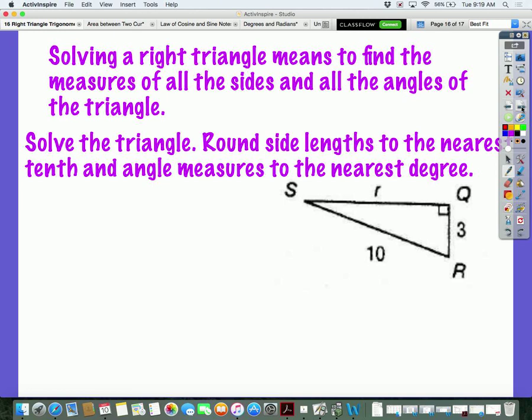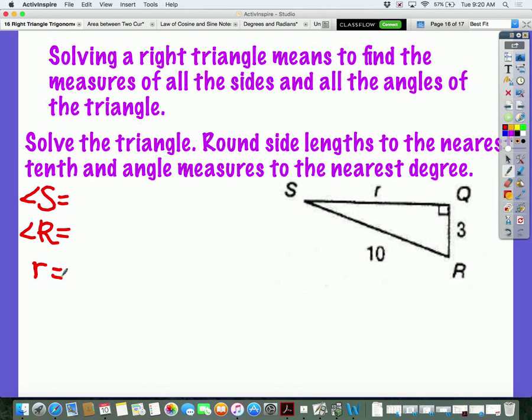So what piece of information do we not know? Yeah. We don't know angle S, we don't know angle R, or side SQ, which is labeled lowercase r. Does everybody see that, lowercase r? You use lowercase letters to represent sides, capital letters to represent angles. So this is what we need to find here. Which one do you think we should find first? By doing what? Say it again, Tiana.